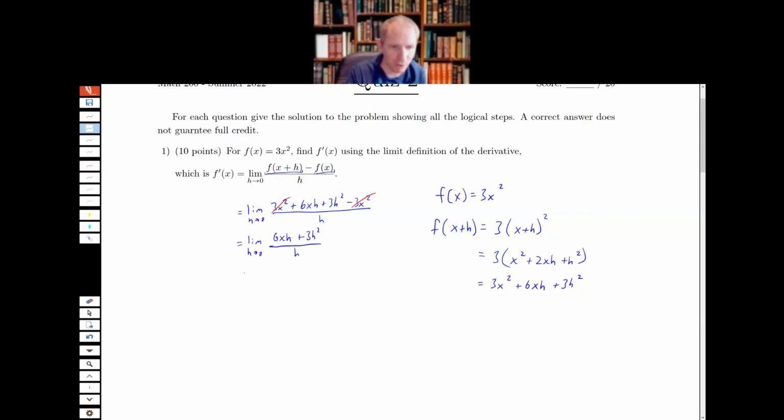And now everything in the numerator has an h in it, so I can factor that h out. So we have h times 6x plus 3h, and we have an h in the denominator. So the h's that are factored out will cancel. So this is the limit as h goes to 0 of 6x plus 3h. And now we solve the limit by doing direct substitution. So I don't write limit anymore because we have evaluated it. So we get 6x plus 0, or just 6x. So f prime of x is 6x.